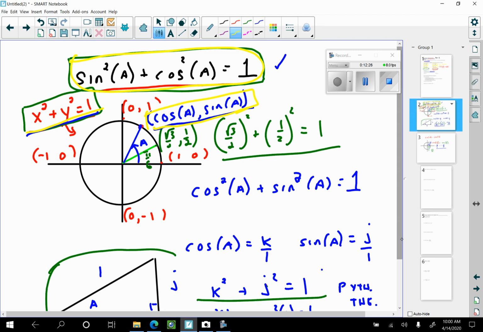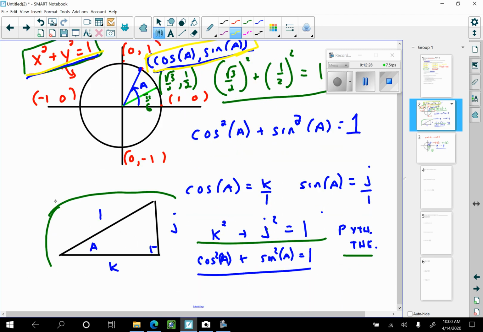And then I came down here, and at the very beginning of my discussion of trigonometry, I used geometric definitions. I have a right triangle here. The sine is opposite over the hypotenuse. The cosine is adjacent over the hypotenuse. And then I'm going to use the Pythagorean theorem to get that. What is K? What is J? So this is a very prevalent identity.